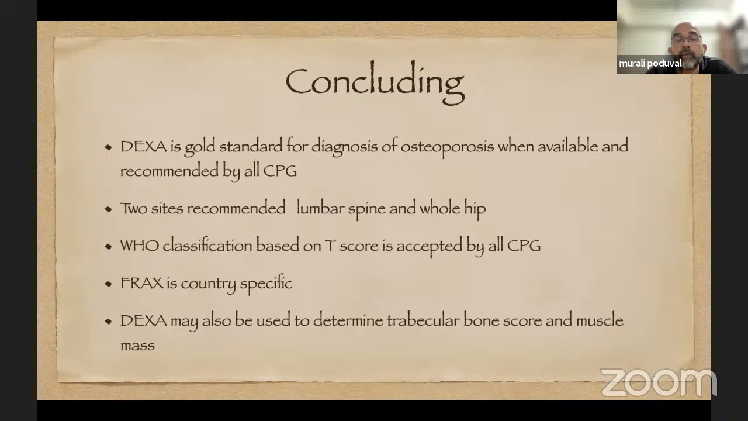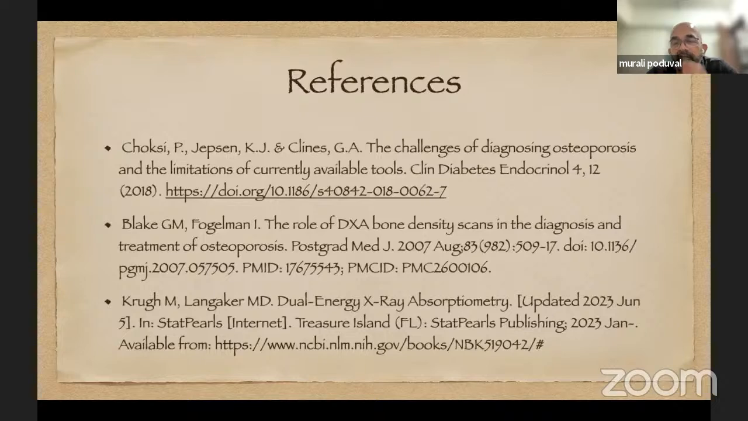The Dexa may also be used to determine trabecular bone score, which is still in its stage of evolution. It may also be used to determine muscle mass and provide some criteria for sarcopenia. So, these are the key references that I used, and I thank you for your attention.